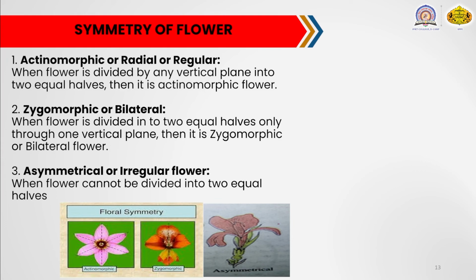The third kind of symmetry observed in flowers is the asymmetrical or irregular flower. You can see the third image. In the third image you can see that no floral part is of the same size. All the floral parts are of different sizes, and that's why such a flower cannot be divided into two equal halves, and such a flower is called an asymmetrical or irregular flower.